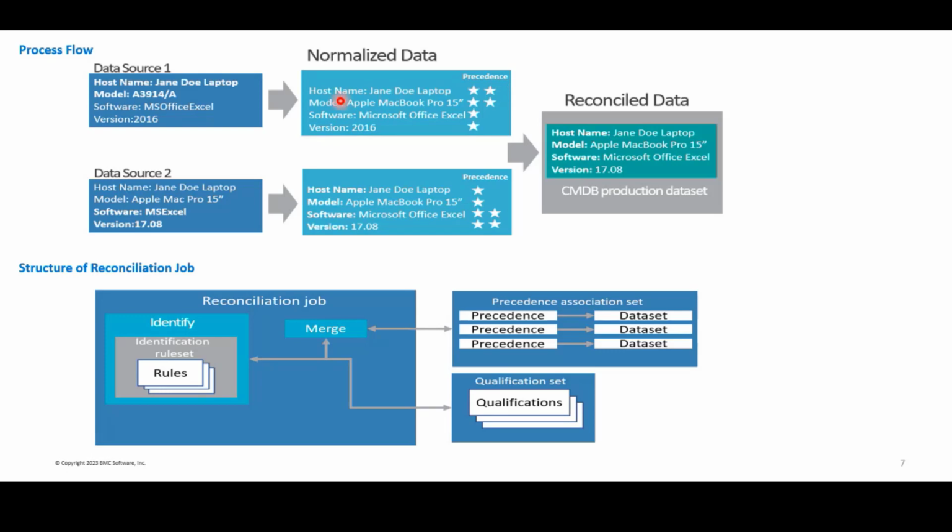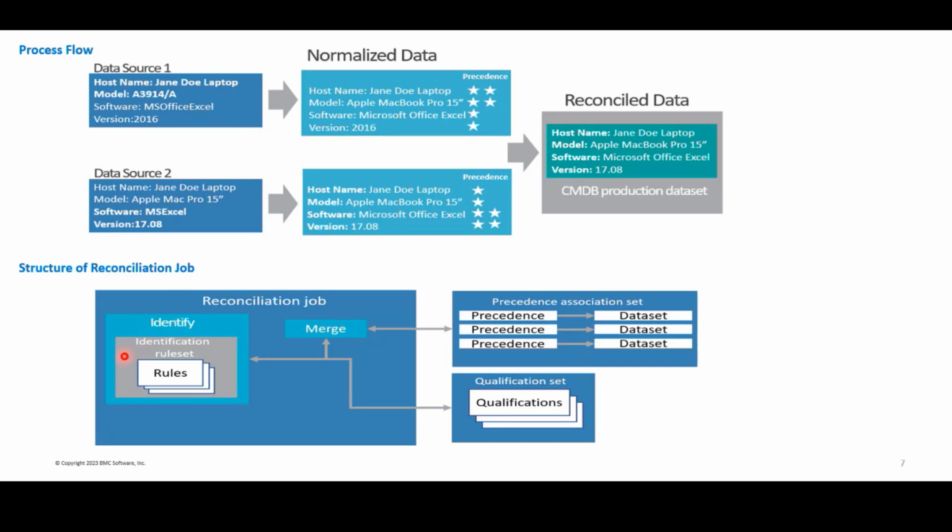So on the reconciliation side, I define the precedence. I define high precedence for ADDM for the attributes host name and model, and for software and version, I provide high precedence for SCCM. Now when the reconciliation runs and the merge happens, my BMC asset data will look like this: host name and model from ADDM, software and version from SCCM. This is how multiple sources on the CMDB are used and reconciled to bring a single asset record with accurate details that can be used by the applications.